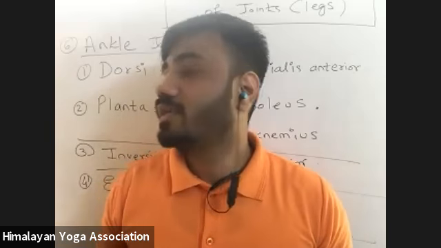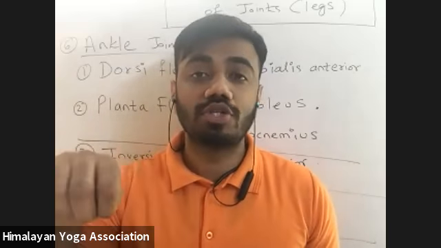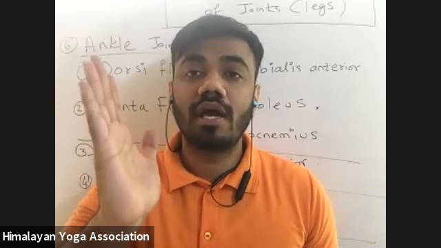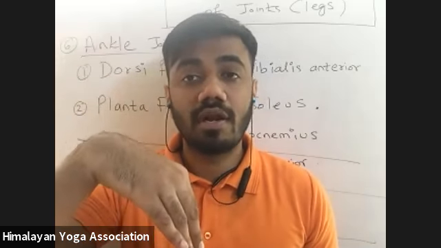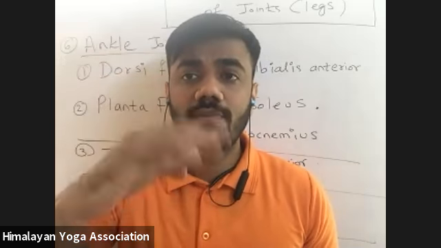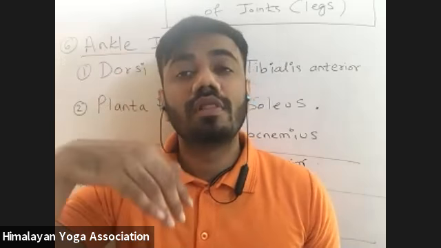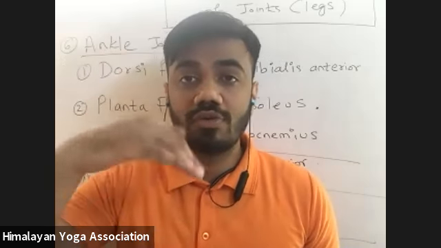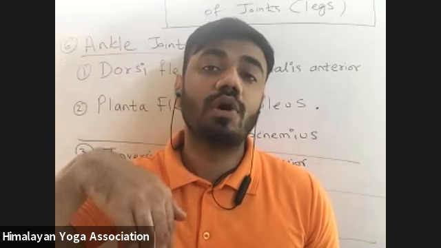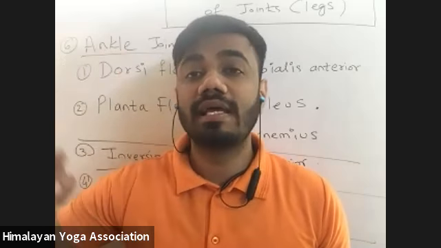For example, talking about the wrist joint. This is dorsiflexion, and this one is palmar flexion in the wrist. So where do you apply the dorsiflexion of the wrist and palmar flexion of the wrist? In Pawan Muktasana series you have to apply. After applying in Pawan Muktasana series, you will also know when you apply in the asanas.